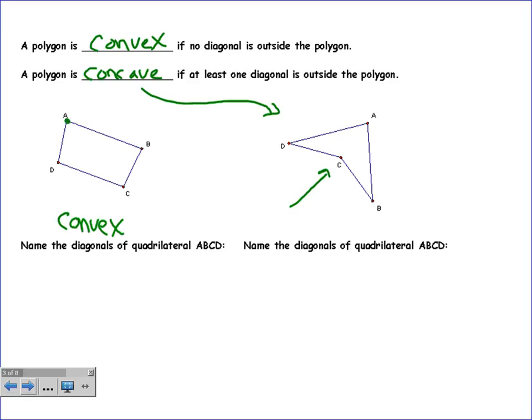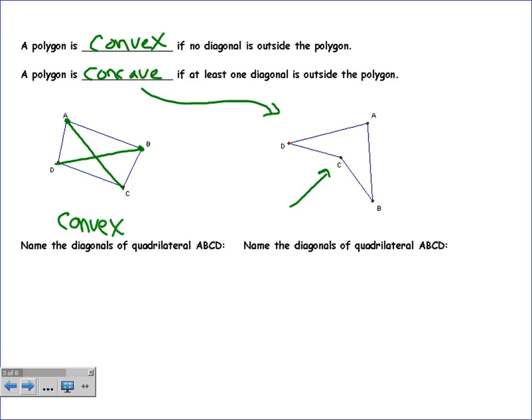So if we start here at A, we don't draw one to B, but we can draw one to C. If we start over here at B, we can draw one over to D. That one's pretty easy. Okay, and both those are inside, correct? They both are inside, so that's what tells us this is definitely convex.